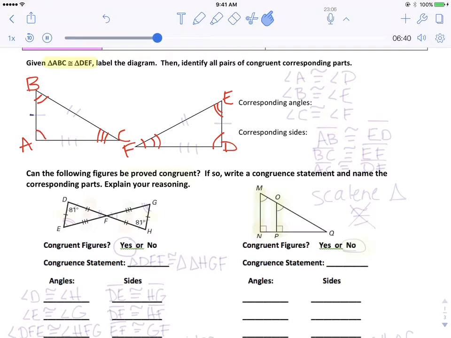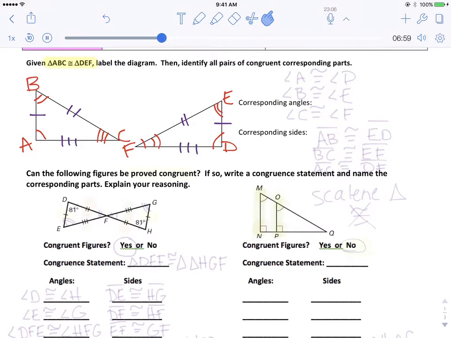So again, we list AB first, and they list DE first. So that's the two sides that are congruent there. Then my next side says BC is congruent to EF. And then my side that's left, AC, would be congruent to FD.